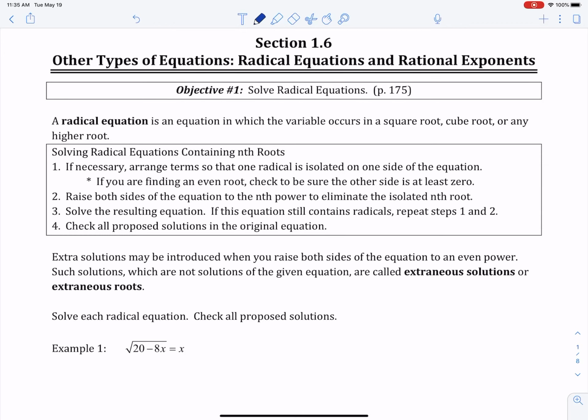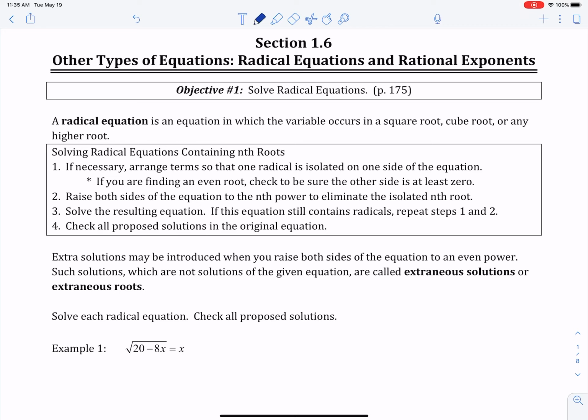This lecture is radical equations and rational exponents. Objective 1 is going to be solving radical equations. A radical equation is an equation in which the variable occurs in a square root, cube root, or any higher root.